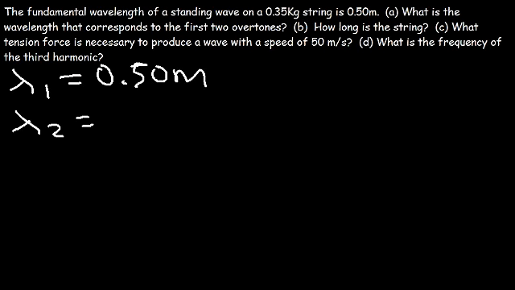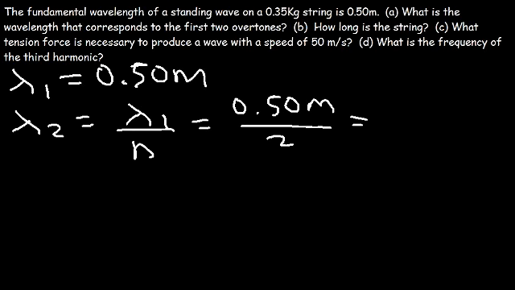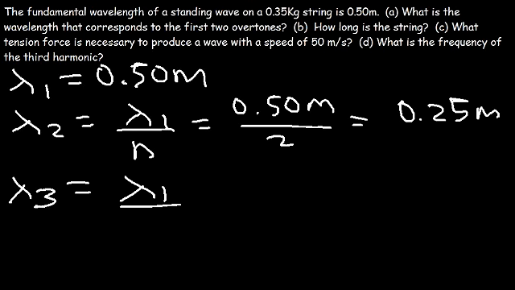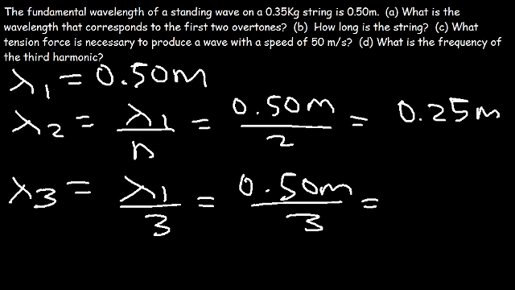So let's use the equation lambda n equals lambda 1 divided by n. So this is going to be 0.5 divided by 2, which is 0.25 meters. So that's the wavelength that corresponds to the first overtone. The wavelength that corresponds to the second overtone, which is the third harmonic, is lambda 1 divided by 3. So that's 0.50 meters divided by 3. So this is going to be 0.167 meters.